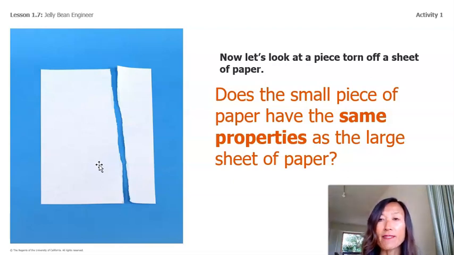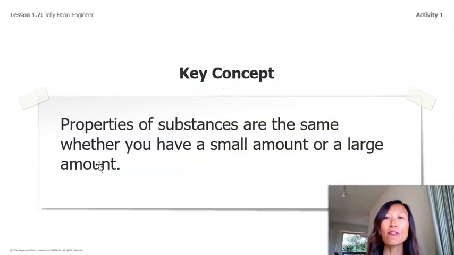Does a small piece of paper have the same properties as a large sheet of paper? Well, the piece of paper that's been torn off of the big sheet has the same properties as the big sheet of paper. It's the same substance, and it's true for paper as it was true for glue, and for any substance for that matter. So here's our key concept. Properties of substances are the same whether you have a small amount or a large amount.